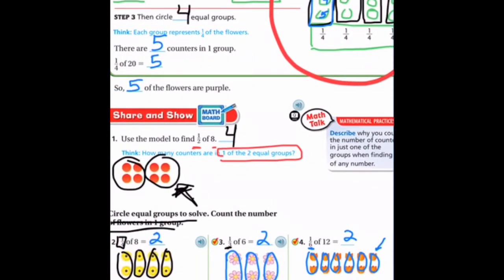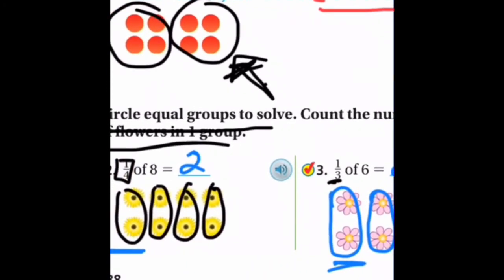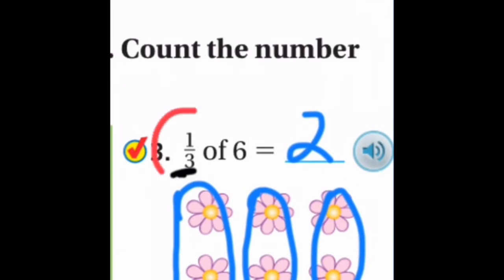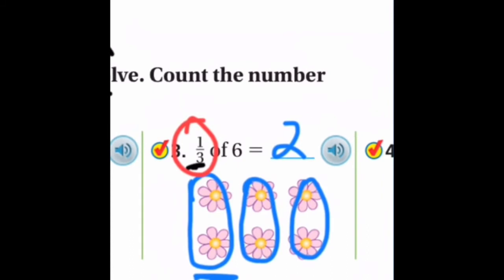I don't like those examples since they all had the same answer. But do remember the strategy. Whatever that fraction tells you, that's how many groups you need. And then once you have all your groups, you focus just on one of the groups to get your answer.